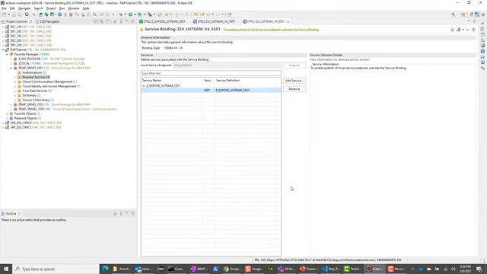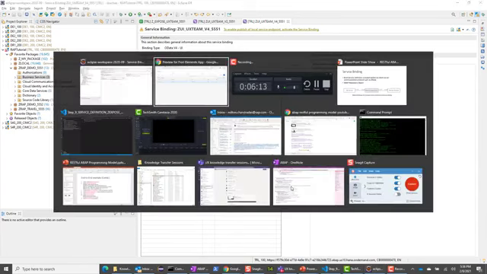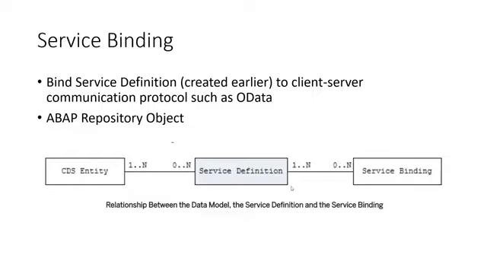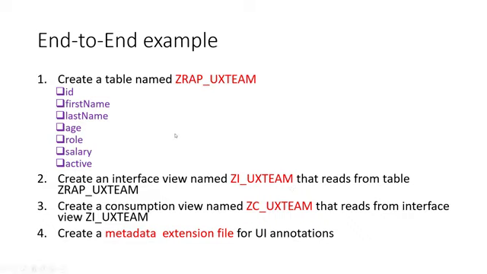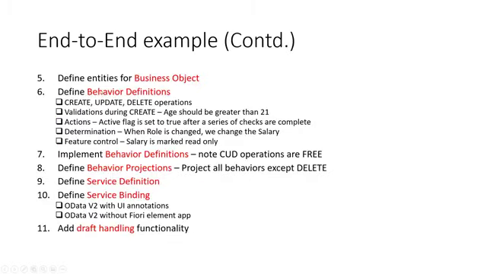So we have come to pretty much the end of the cycle here, and let's go back over all the steps that we have done. We started with the base table, created the interface view, created the consumption view and the metadata extensions. We defined the business object and all the definitions for it. We implemented the behavior definition. We projected, and notice that we projected all the behaviors, even the delete. And I mentioned that I'll remove delete later on. And then we had the service definition and the binding.